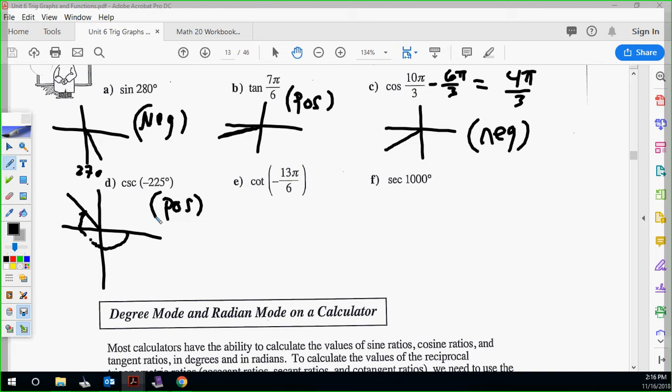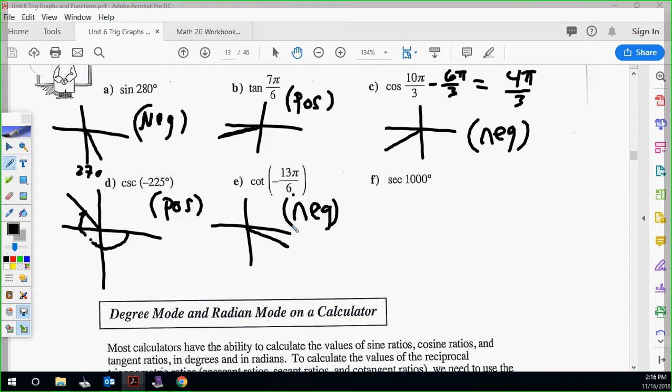Okay, cotangent of negative 13 pi over 6. A little silly, slightly bigger than 2 pi, but not much. So it goes around once and then one more sixth, right? Because 12 pi over 6 is 2 pi. So it's really just going to be right there in the fourth quadrant at pi over 6. So fourth quadrant for cotangent is, what's that? Negative, yep.